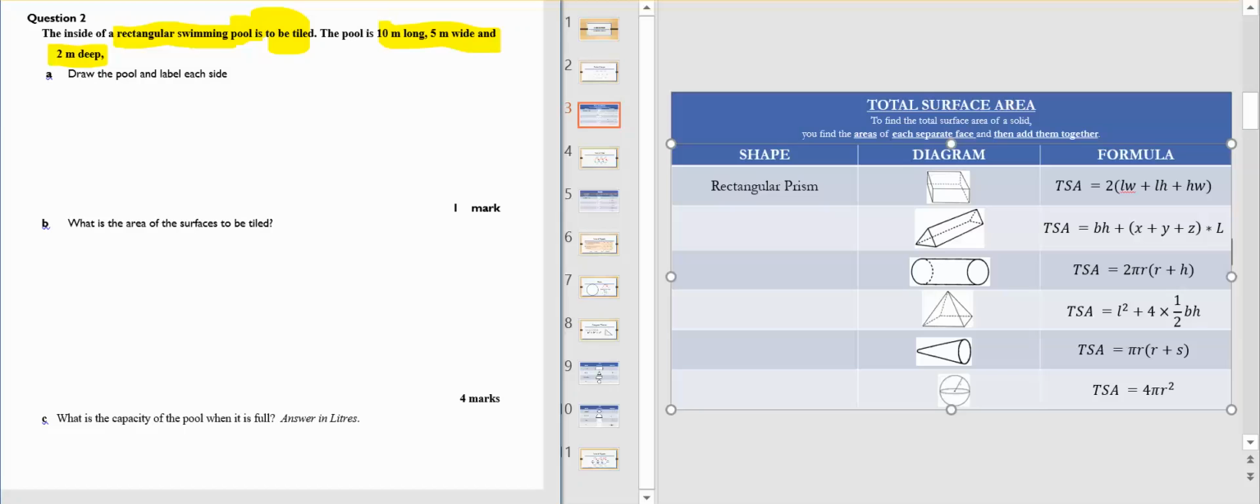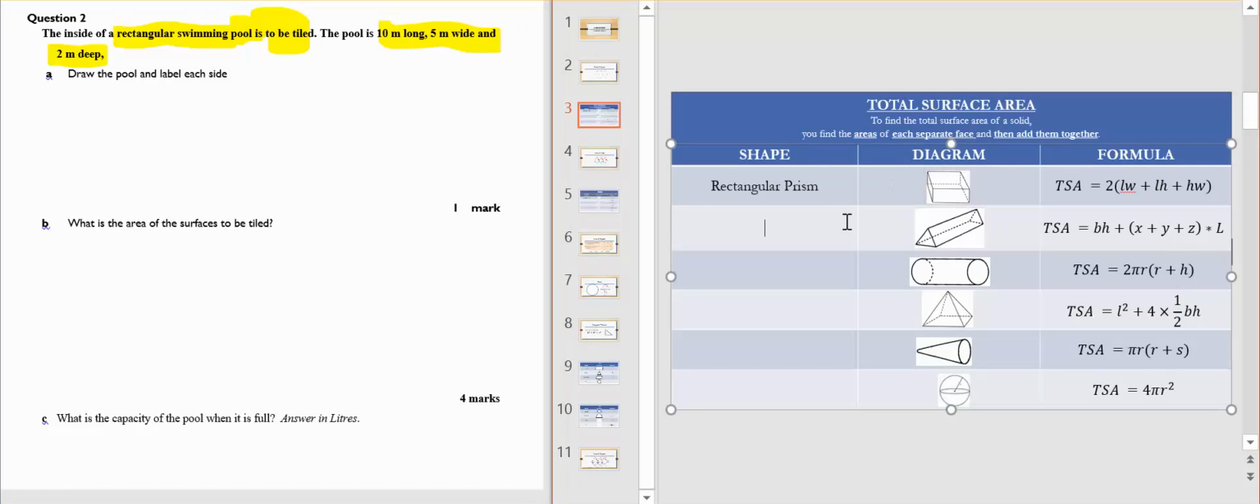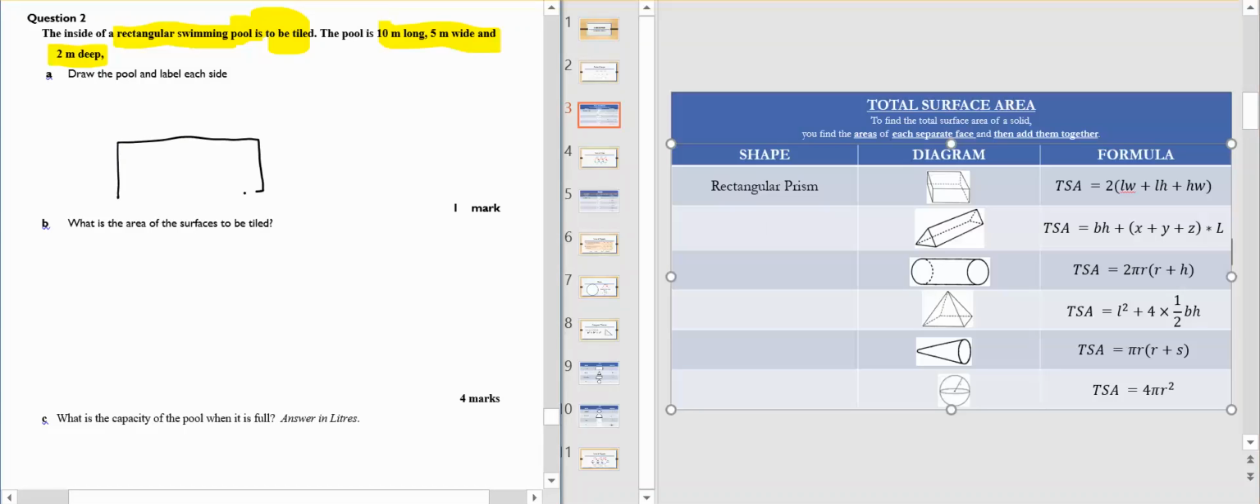So obviously it says it's a rectangular swimming pool. That's a 3D shape. We need to go to our exam book and draw a rectangular prism. We do that by starting with the rectangle at the front. Then probably the easiest way to draw it is just like I've done here.